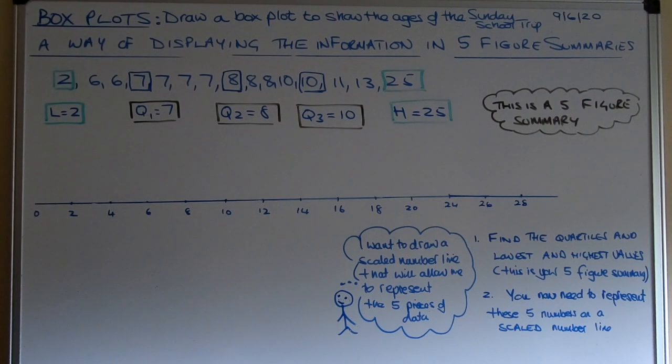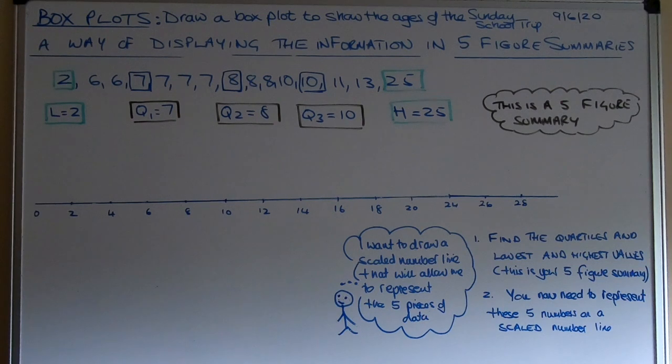And we looked at how you find Q1, Q2, and Q3. Now, a 5-figure summary involves these things, Q1, Q2, and Q3, and it also involves the lowest bit of information in the data and the highest. So that's highlighted on the board there. L equals 2, Q1 equals 7, Q2 equals 8, Q3 equals 10, and H, the highest bit of data, is 25. So that's a 5-figure summary. So you've listed your data from smallest to largest, you've found Q1, Q2, and Q3, and you've identified the lowest and the highest. So you've got 5 bits of information there.